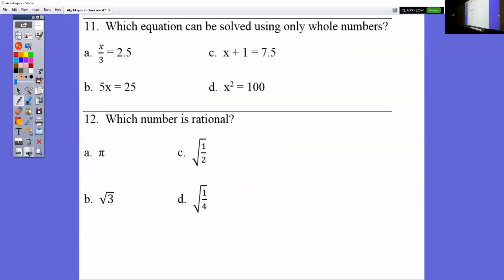Take a look at number 11. Now, this is the one that you might need a calculator for. Which equation can be solved using only whole numbers? So you have to try and solve them. Anytime that you have a non-whole number, you're going to cross that one out.